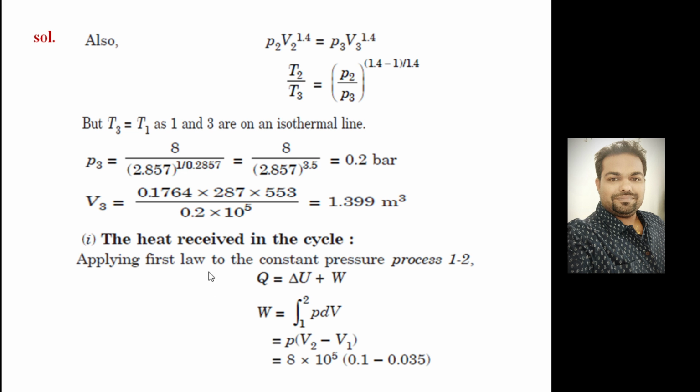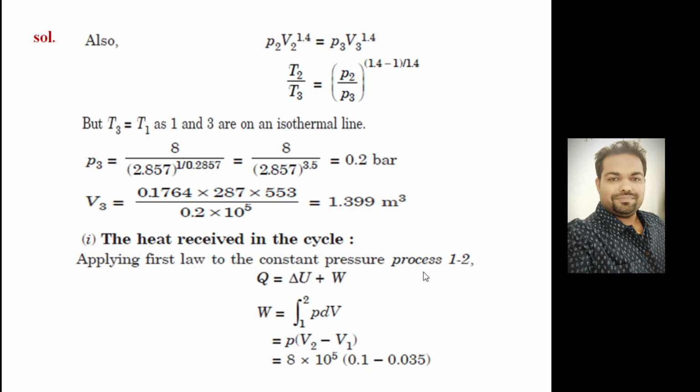Now heat received. So how to calculate the heat received? Apply the first law, Q is equal to delta U plus W. And what is W? That is PdV work, right? During the first process, take the first process, constant pressure process. So this is P(V2 minus V1). V2 is known to me, V1 is also known to me. Just substitute here, I can get the work done during the expansion at constant pressure, right?